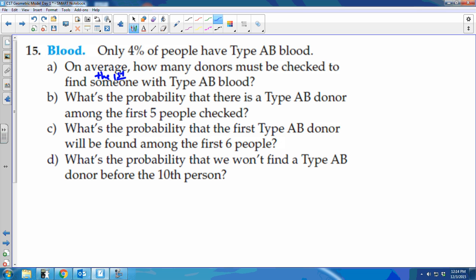So how do I find an expected value for a geometric model? 1 over P. And in this case, P is the success of getting type AB. So 1 divided by 0.04. So what's 1 divided by 0.04?